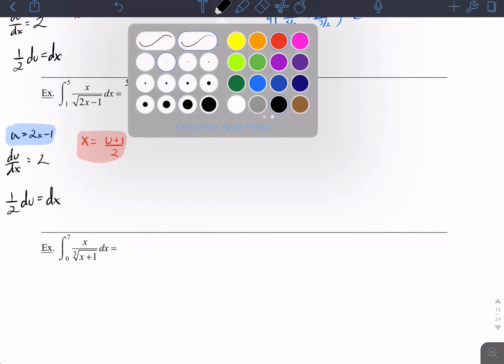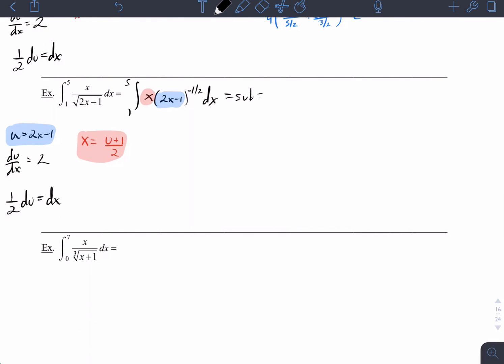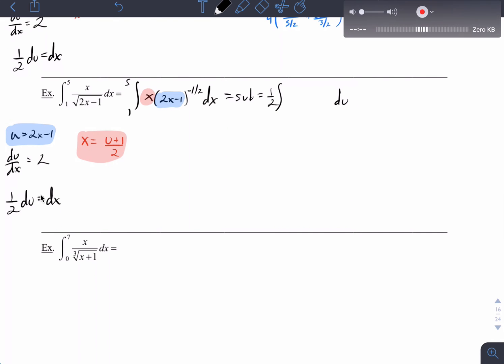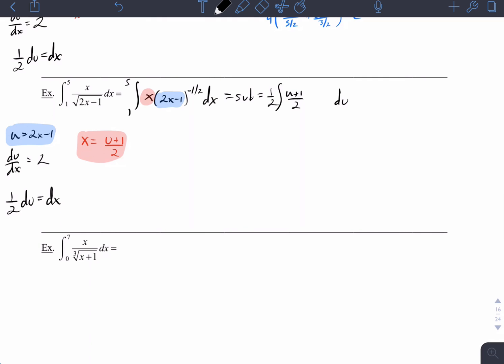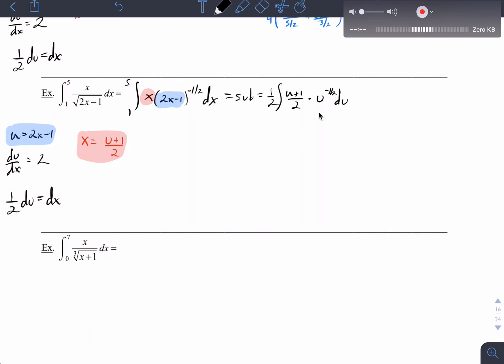Alright, so now let's substitute. So now it's the integral. Remember, the limits are going to change. 1/2 and du go to the back. And then from here, x became u plus 1 over 2. So u plus 1 over 2 times u to the negative 1/2 power. Okay, so there's all our pieces.